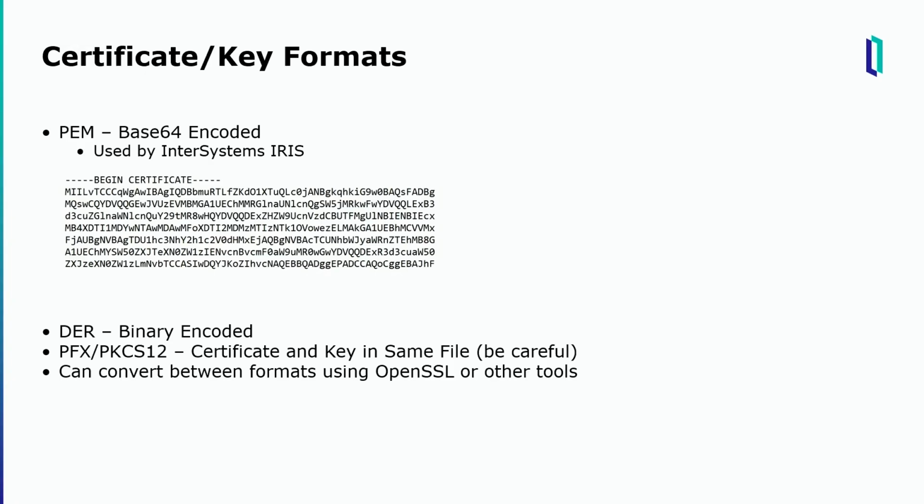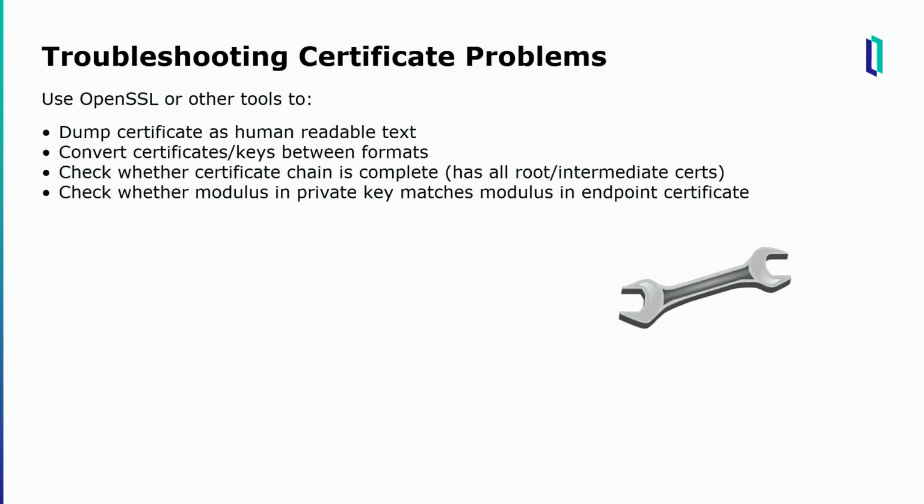We need to have a brief word on certificate and key formats. Most importantly is the PEM. That's the base 64 encoded format. This is what InterSystems IRIS uses. This is also what Apache uses. It's going to look like dash, dash, dash, dash, dash, begin certificate, and a bunch of ASCII letters. If you open up your certificate in a text editor and you don't see something like that, you're in the wrong format. There's binary encoded formats, DER. There's PFX and PKCS12. This is a format where the cert and the key are in the same file. So if you have one of those, be careful to not send someone your private key when you're thinking you're just sending the certificate. And you can use tools to convert between these.